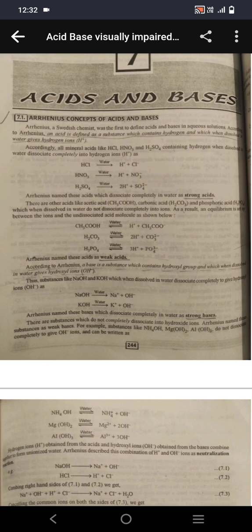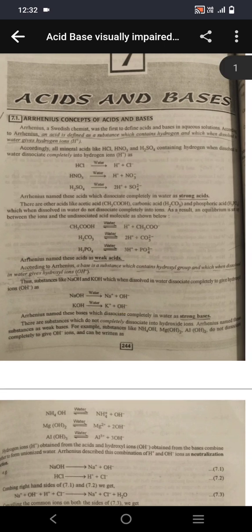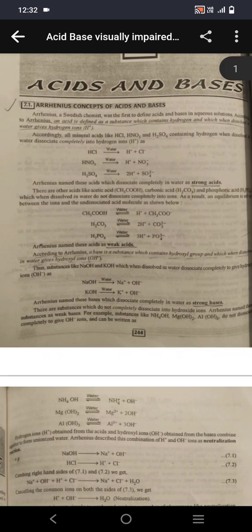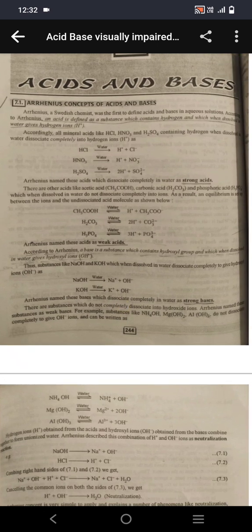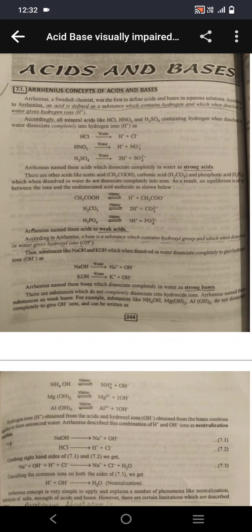There are other acids like acetic acid, carbonic acid, and phosphoric acid, which when dissolved in water do not dissociate completely into ions. As a result, an equilibrium is established between the ions and the undissociated acid molecules, as shown below. Arrhenius named these acids as weak acids.